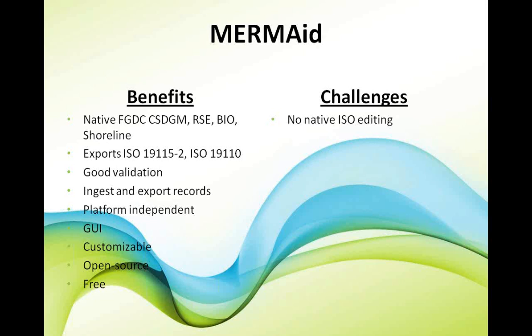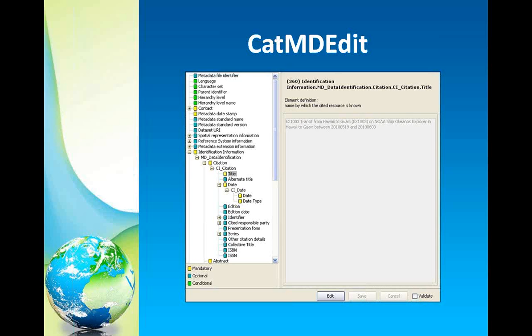The challenge for the use of Mermaid as far as ISO metadata is that there's no native ISO editing. So what you get from Mermaid is an export of your existing FGDC record. And if you want to edit it beyond that, you'll have to use another ISO editor.